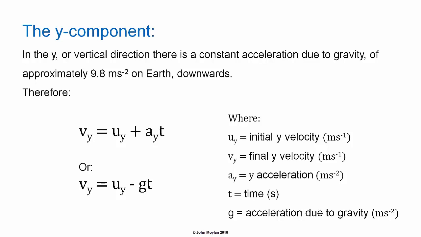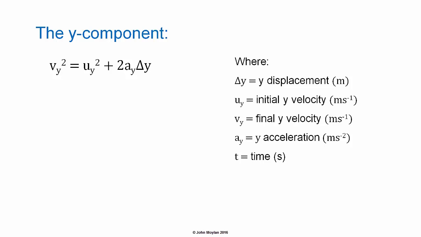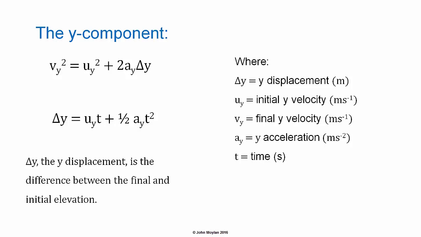V subscript y squared equals U subscript y squared plus 2 A subscript y delta y, where delta y is y displacement in meters, U subscript y is initial y velocity in meters per second, V subscript y is the final y velocity in meters per second, A subscript y is the acceleration in the y direction, and t is time in seconds. Delta y, displacement in the y direction, is equal to u subscript y t plus 1/2 a subscript y t squared. Delta y, the y displacement, is the difference between the final and the initial elevation.